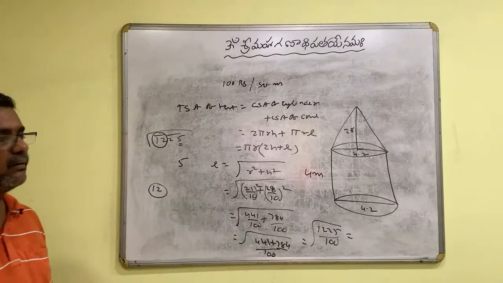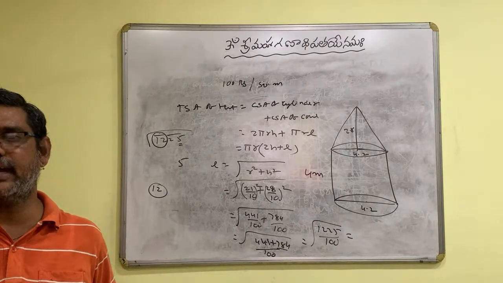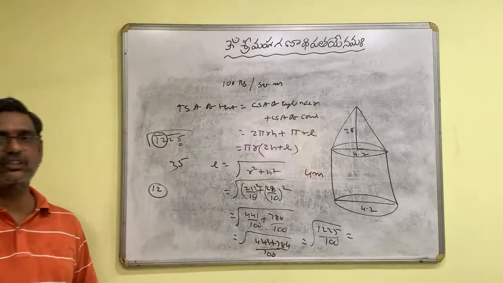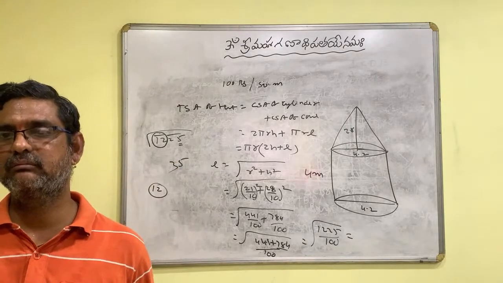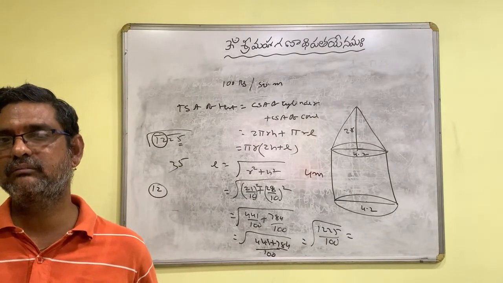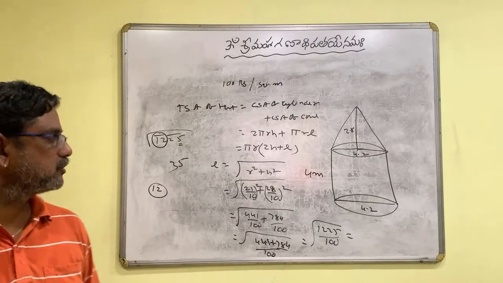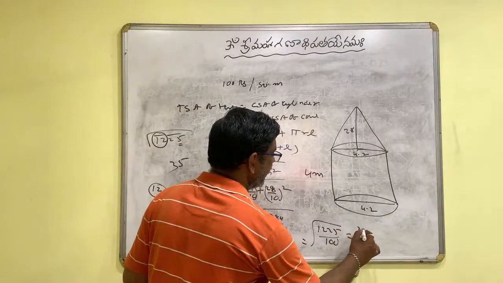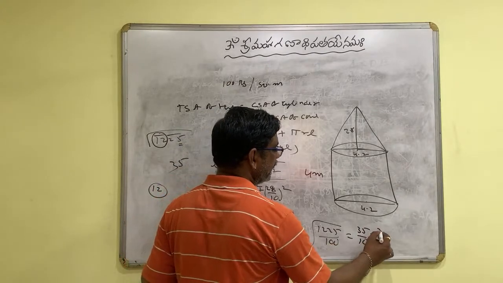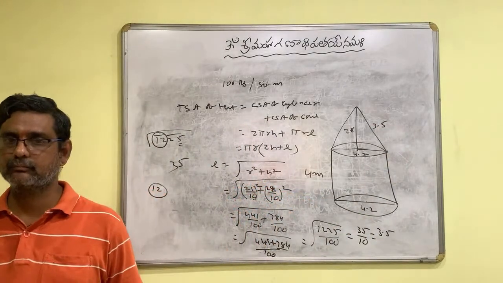9. Very good. What is the square root of 9, Charlie? 3. That's all. The square root of 1225 is 35. Okay? So here we'll get 35 by 10 under square root 10, so 3.5. The slant height of the cone is 3.5. Okay?